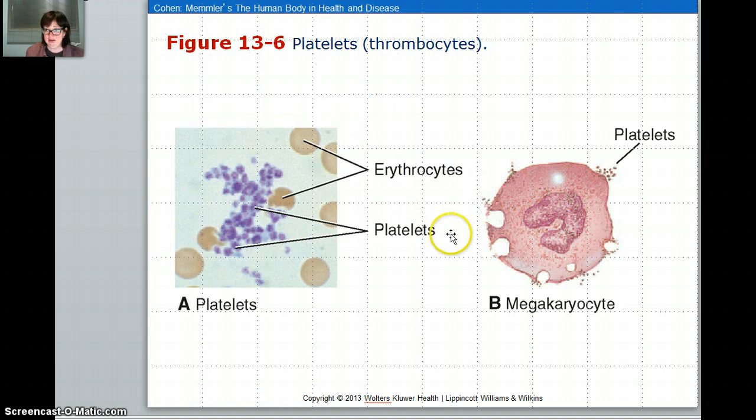So here's the megakaryocytes. The megakaryocyte is a type of blood cell in your bone marrow. It will produce these granular, what's the word I want? Platelets. And the platelets will then be exocytosed out of the cell into the blood.